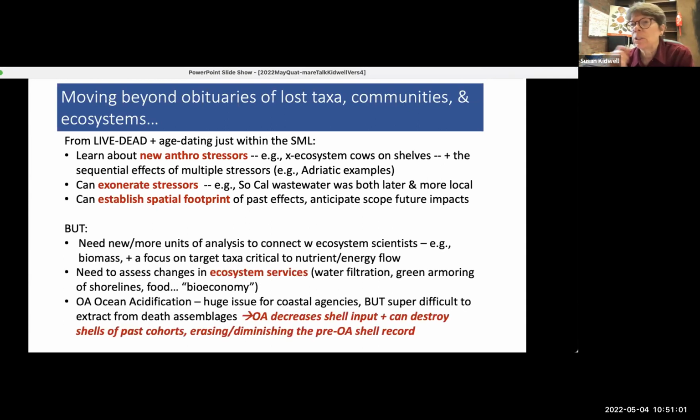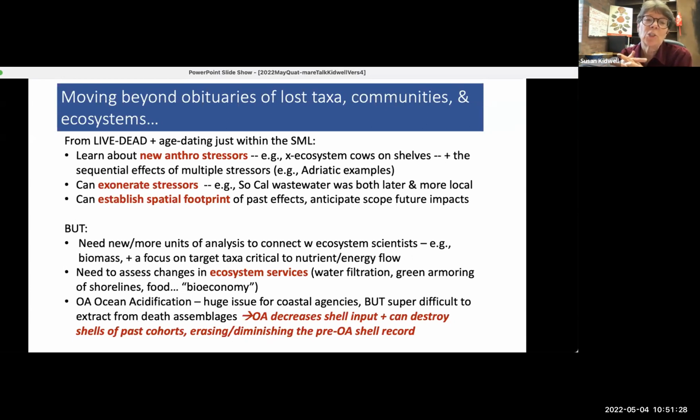But we do need to start looking at more units of analysis, especially so we can connect with ecosystem scientists. They use biomass, not numerical abundance. And or they focus on the one or two key taxa that are most important for transferring nutrients and energies from one level to another. And so this zooms us in to target taxa as opposed to whole community.